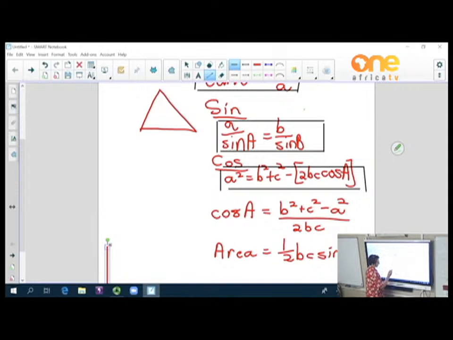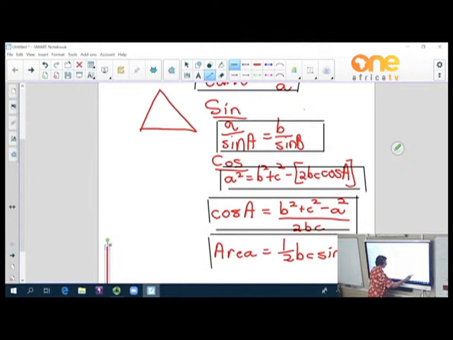Then we also have finding the angle when you have three sides. And this is then this formula, b squared plus c squared minus a squared over 2bc. Again, you subtract the side which is opposite the wanted angle. And the last one is the area formula, which says half bc sine A.